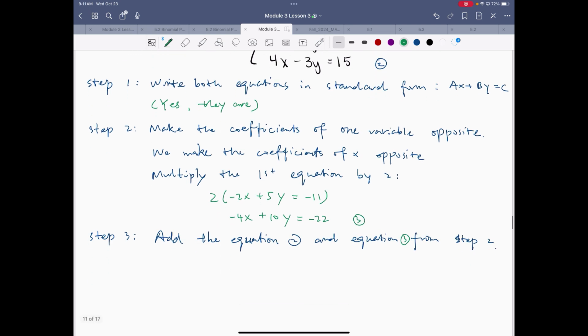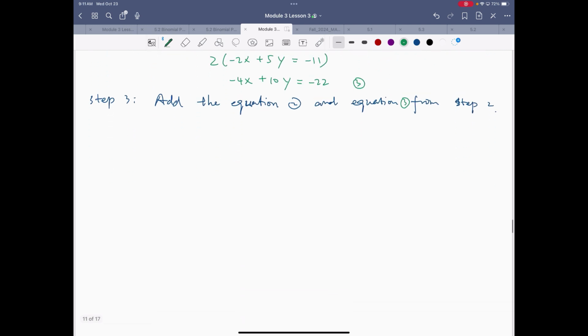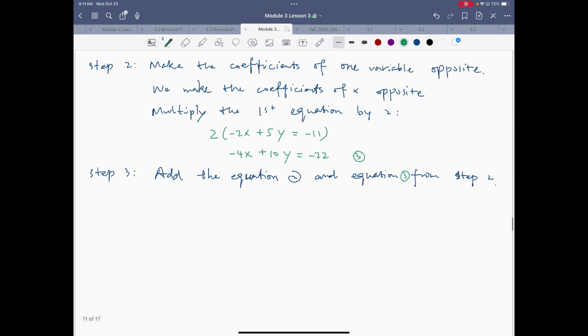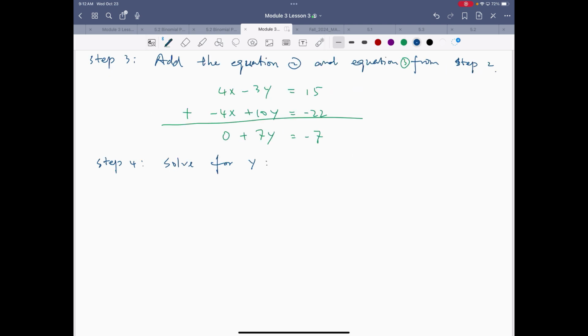Step 3. Add the equation from step 2, call it equation 3, to the second equation. -4x + 10y + 4x - 3y = -22 + 15. The x terms cancel out. 10y - 3y = -7, so 7y = -7. Step 4. Solve for y by dividing both sides by 7. y = -1.